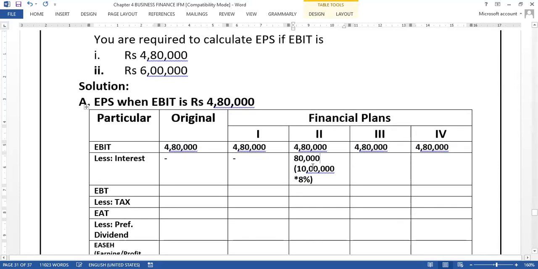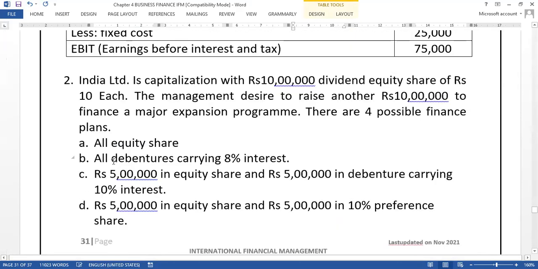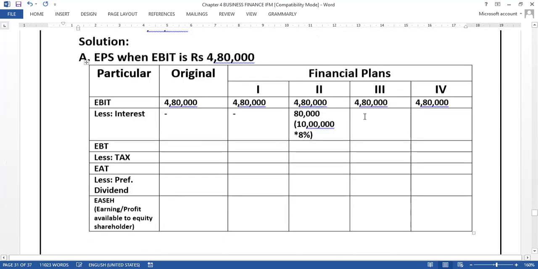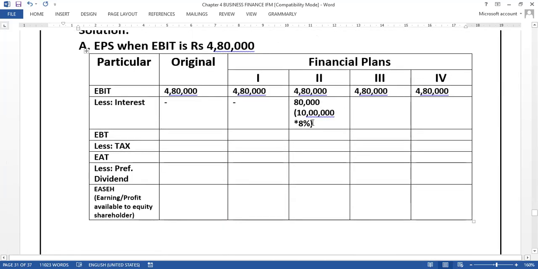Again I will repeat. In this question, they clearly mentioned that in the second plan, all the debentures carry 8% interest. If they want to raise the entire amount, they have to take the entire capital as per the management. So 10 lakh into 8%, you'll be getting approximately 80,000.